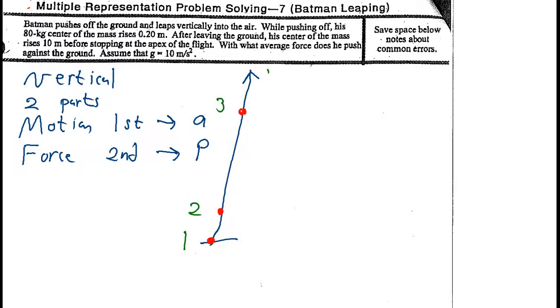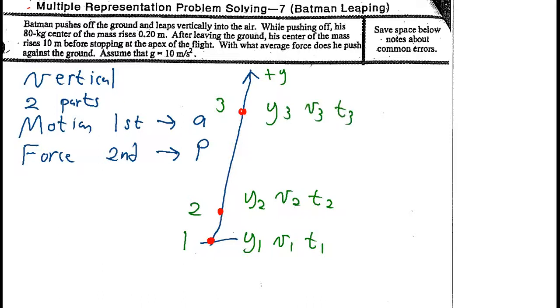So we'll put the origin at point 1 and call the positive y direction upwards. So we'll have the kinematic variables y1, v1, and t1, and then y2, v2, and t2, and finally y3, v3, and t3. All right, so between points 1 and 2, the acceleration of Batman is upwards in order for him to launch, but between points 2 and 3, the feet are no longer in contact with the ground, so Batman is influenced only by gravity, and so the magnitude, at least of that acceleration, is the acceleration due to gravity.